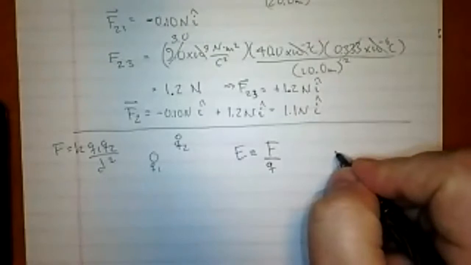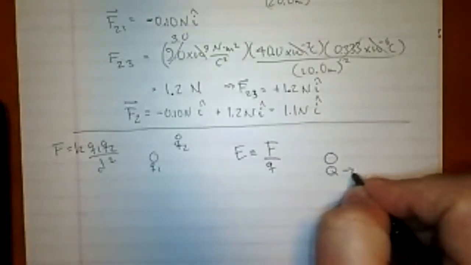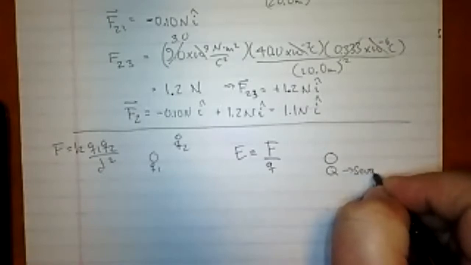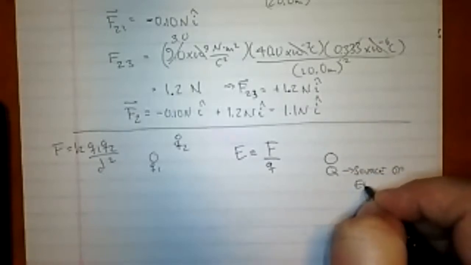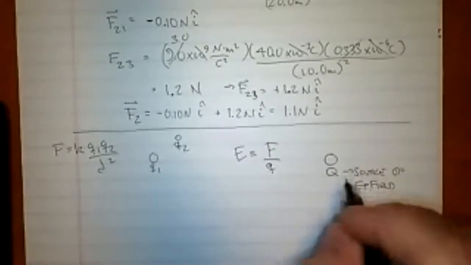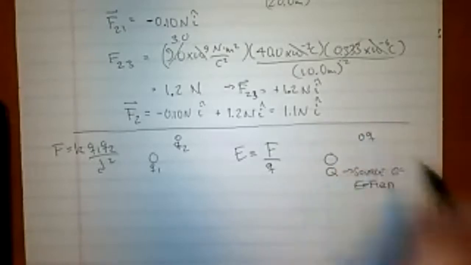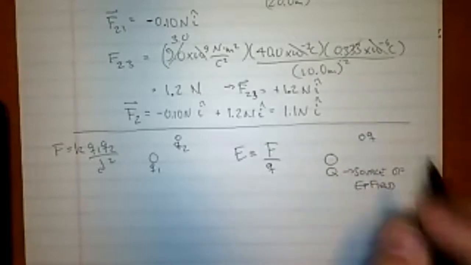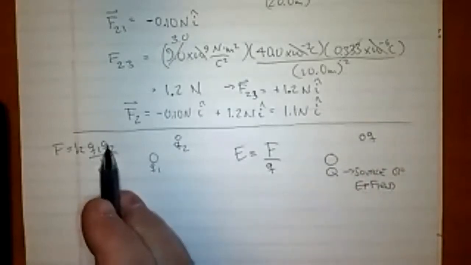So what we're going to do is say that this charge over here is special. It's the source of the E field. It's not really special. It just happened to be the one we chose to be the source. And then over here, you have a charge q. So we're basically taking Coulomb's law and dividing out one of those charges.